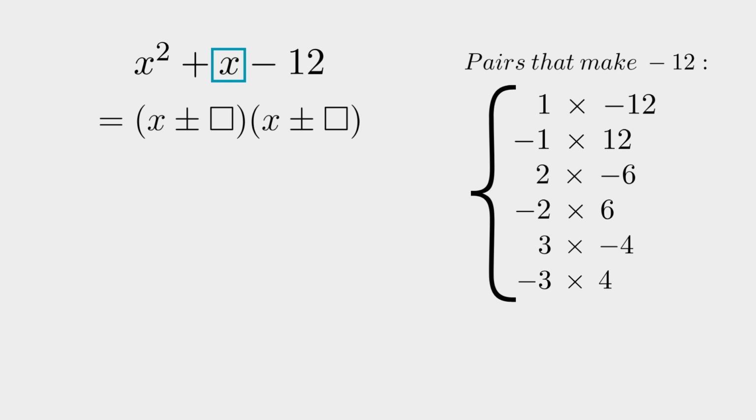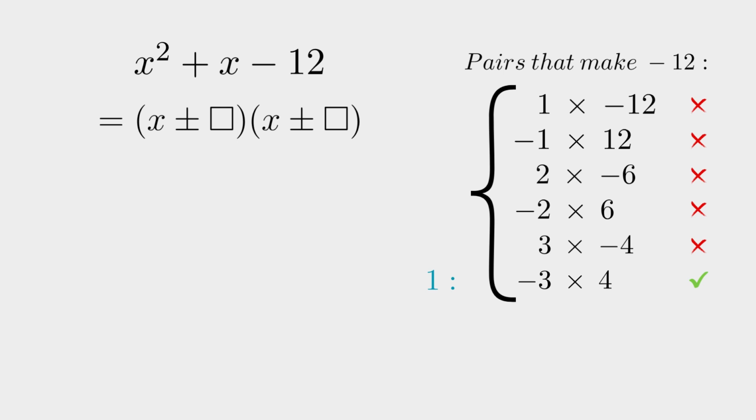Now we need to find a set of two numbers that when they are added to each other should give us positive 1. 1 plus negative 12 is not 1. Negative 1 plus 12 is not 1. 2 plus negative 6 is not 1. Negative 2 plus 6 is not 1. 3 plus negative 4 is not 1. But negative 3 plus 4 is equal to 1. So we need to use the set of numbers, negative 3 and positive 4.